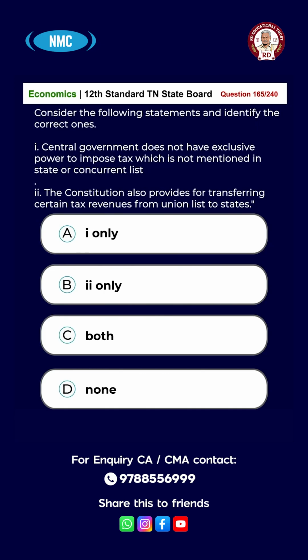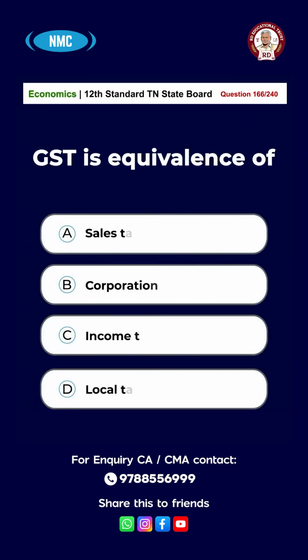Question number 165. Consider the following statements and identify the correct ones. 1. Central government does not have exclusive power to impose tax which is not mentioned in state or concurrent list. 2. The Constitution also provides for transferring certain tax revenues from union list to states. The options are A. 1 only, B. 2 only, C. Both, D. None. The answer is option B. 2 only.